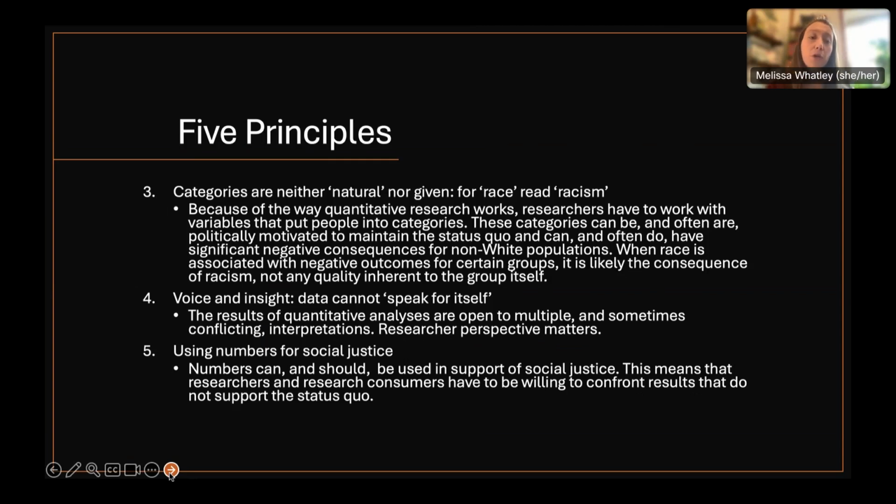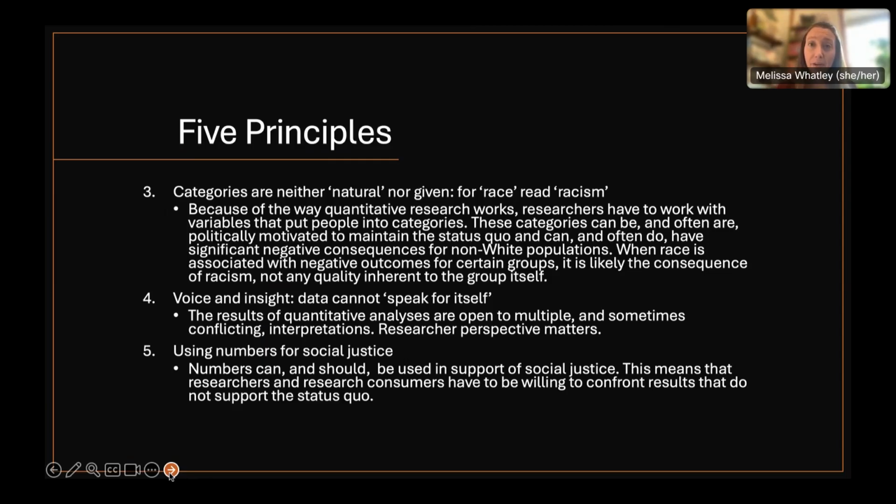The fourth principle of QuantCrit is voice and insight. Data cannot speak for itself. And I think as researchers, we know this, but we often don't talk about it a lot. Just like in qualitative research, where researcher positionality is very deeply connected to what we end up finding in a particular study, the same is very true for quantitative research. This means that the results of quantitative analyses are open to multiple and sometimes conflicting interpretations.